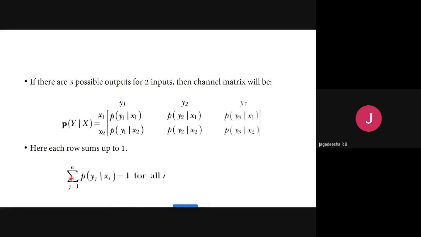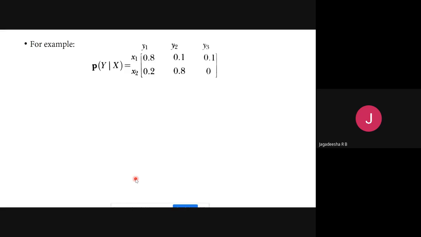When you sum up all the j's here, the outputs, for a specific value of input, your input is common and you are seeing the different probabilities of outputs, then that summation will be equal to 1.